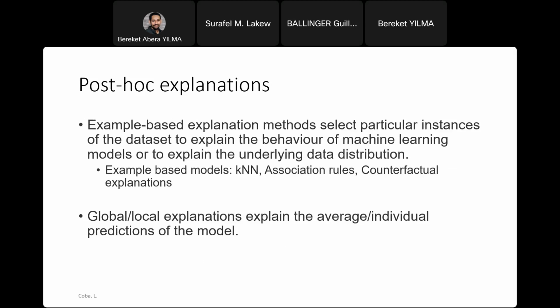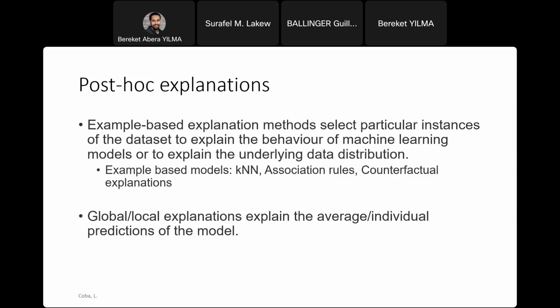So in general, these approaches are categorized in three main branches. So we have example-based explanations. Example-based explanations are a specific type of explanation where we are using particular instances of the data set and we are trying to explain the behavior of the model by looking at or explaining the underlying data distribution. Some examples are KNN, association rules and counterfactual explanation, and I have prepared a couple of examples for them.